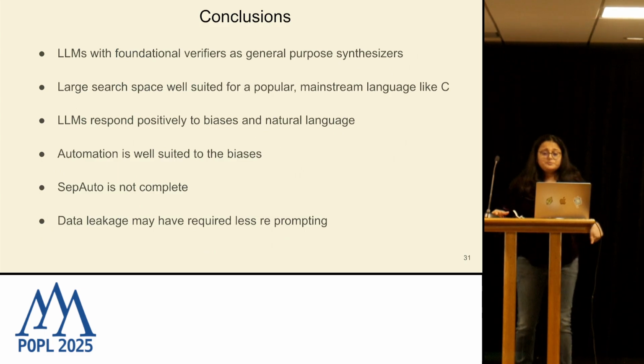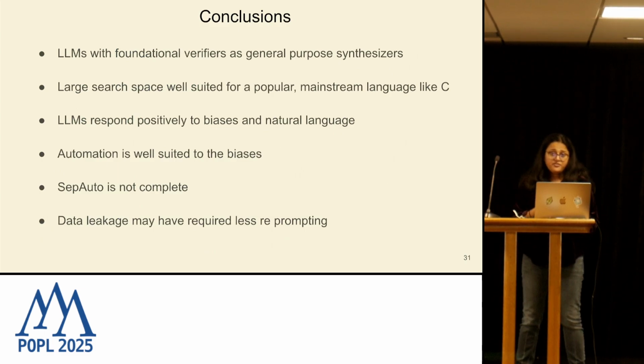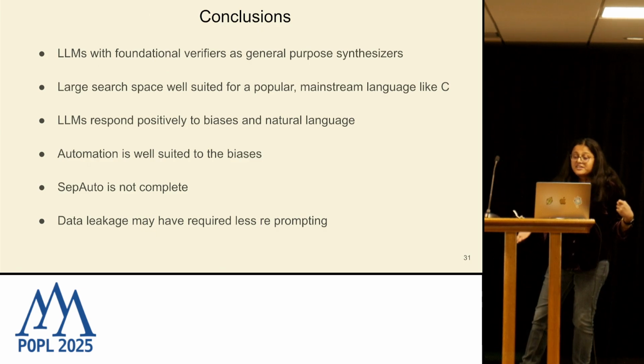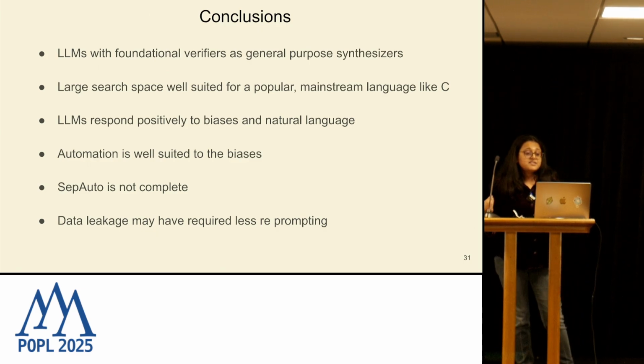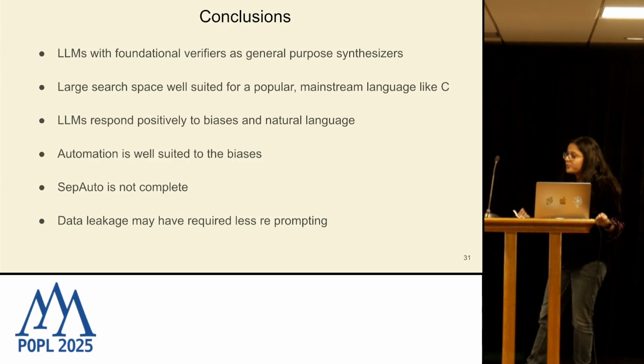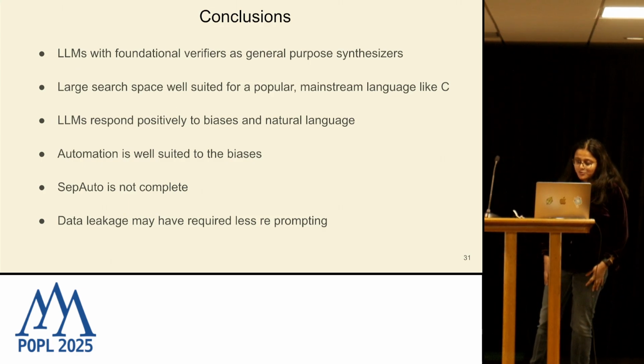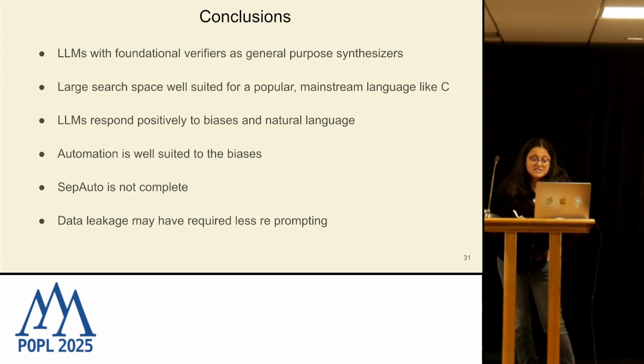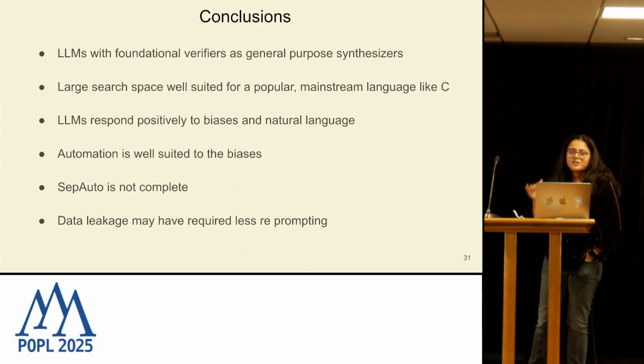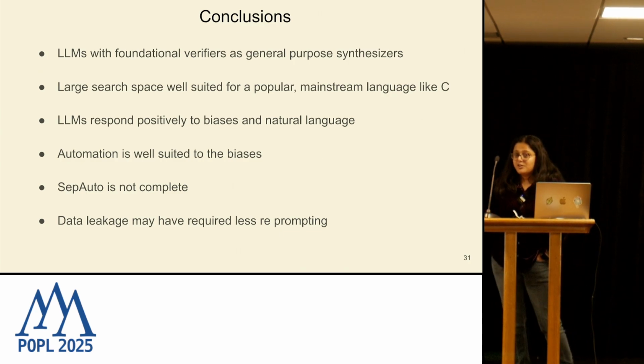So to conclude, LLMs with foundational verifiers giving guarantees can be used as a general purpose synthesizer. LLMs have a large search space, and since C is a very mainstream language, it is well trained on C, so it gives us correct programs following the biases. It does respond positively to biases, and the automation is well suited. SEP Auto is, again, not complete. It can generate a set of unresolved goals where we need user assistance at the moment.